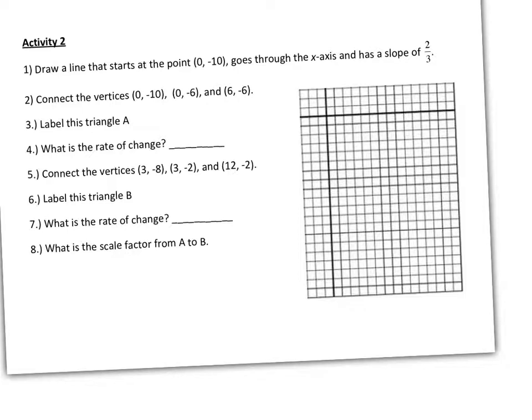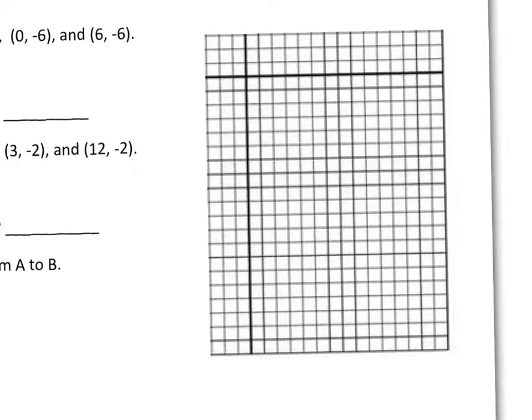Now I'm going to do the same thing. I'm going to connect the vertices on this other set of points. 3, -8. Let's zoom in. 3, -8 is right here. 3, -2 is right here. And 12, -2 is right there. So we're going to count up 1, 2, 3, 4, 5, 6. So this one is up 6, and it's over 1, 2, 3, 4, 5, 6, 7.